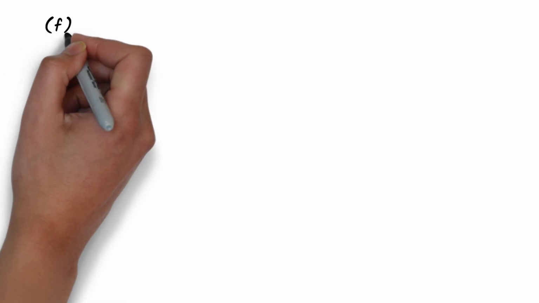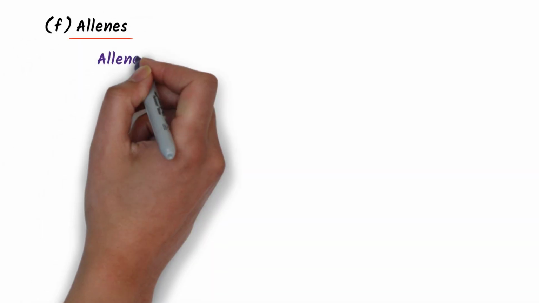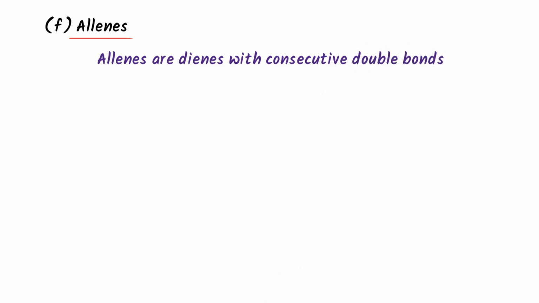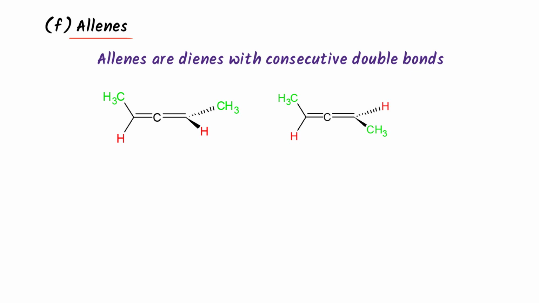Next we have allenes. Allenes are actually dienes with consecutive double bonds. As you see, these are the two molecules, and there are two double bonds which are consecutive to each other, and there will obviously be a restricted rotation about the double bonds. And as you see, the restricted carbons do contain two different groups, so we expect that these molecules should be geometrical isomers, but actually they are not.